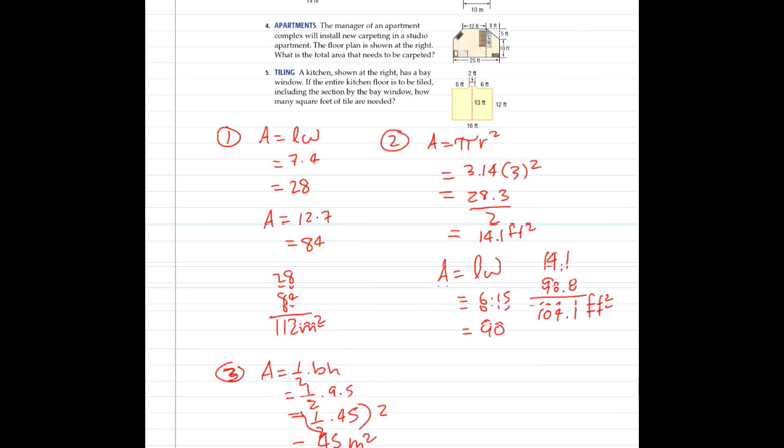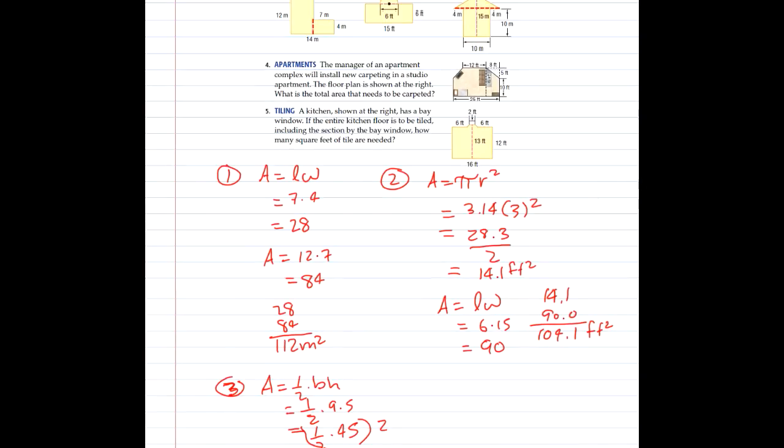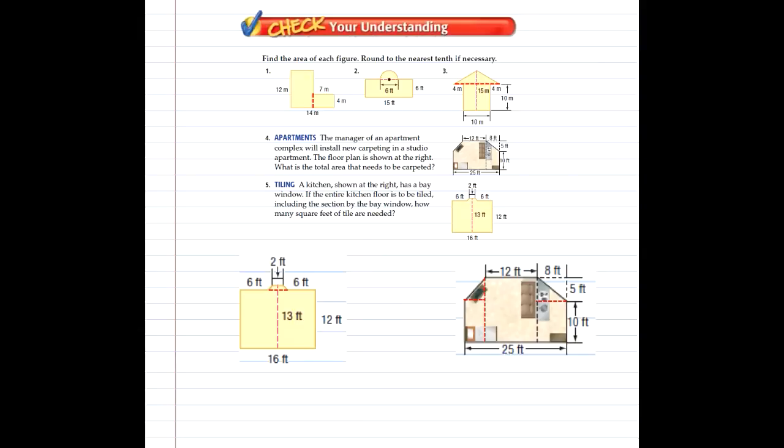square meters, which leaves me with a rectangle of 10 by 10, which would be 100. Again, square meters, so 45 plus 100 is 145 square meters for figure number 3. Again, a mess. A lot of attention to detail, a lot of showing your work, a lot of keeping track of semicircles and all that kind of stuff.